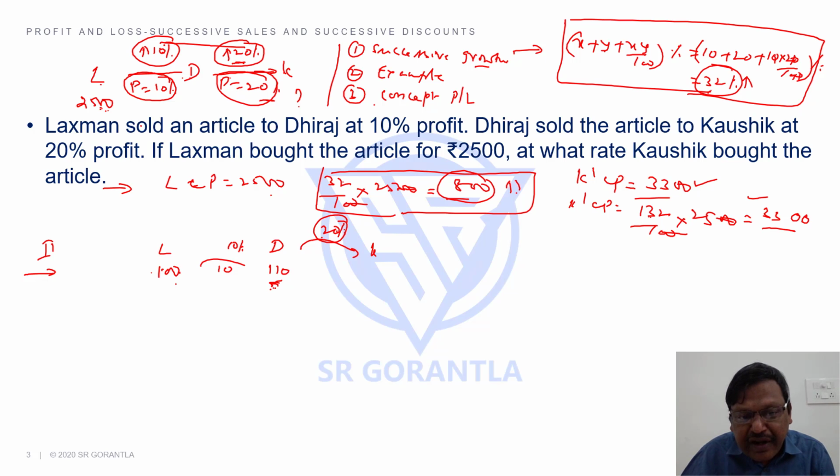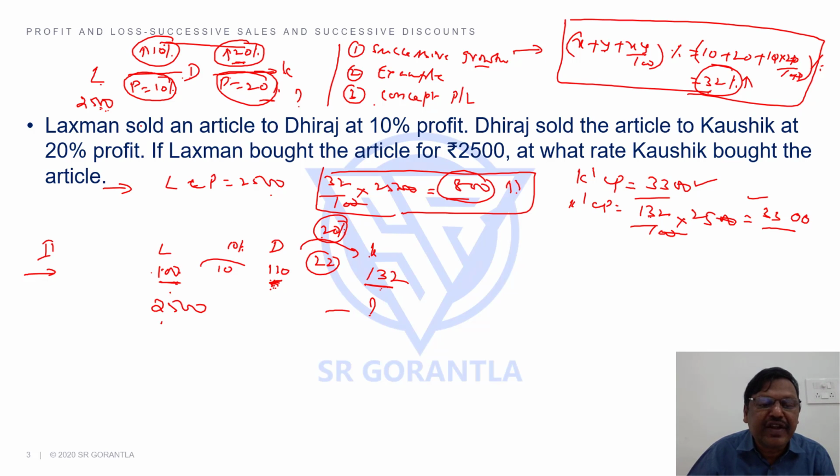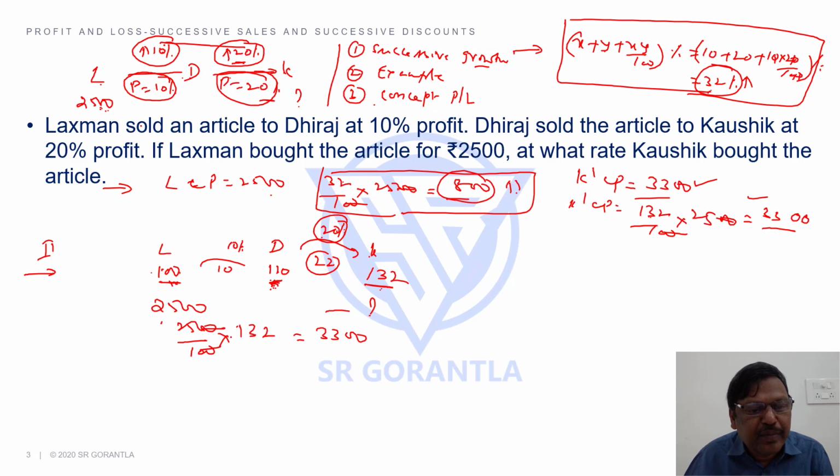So 20% on 110. What is 10% on 110? 11. 10% will be 11. 20% is 22. So it is 132. So if Lakshman's cost price is 100, Kaushik's cost price is 132. If Lakshman's cost price is 2500, Kaushik's cost price is how much? Means we write 2500 by 100 into 132. Right? So again the same thing, 25 into 132, you get the same 3300. This is the second approach.